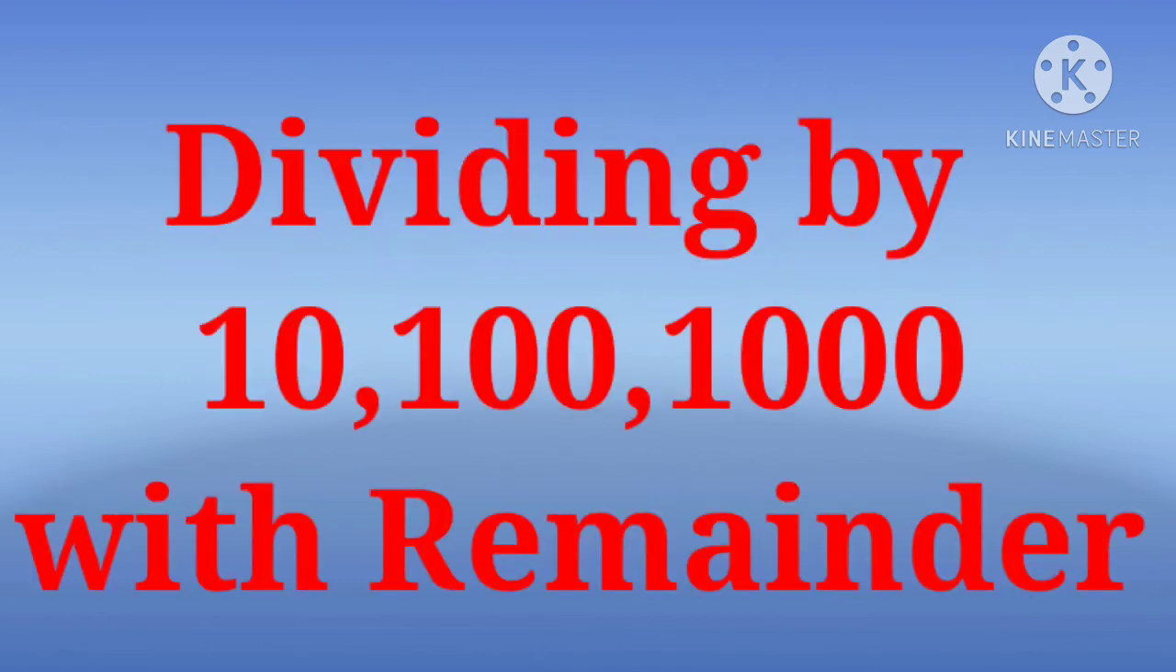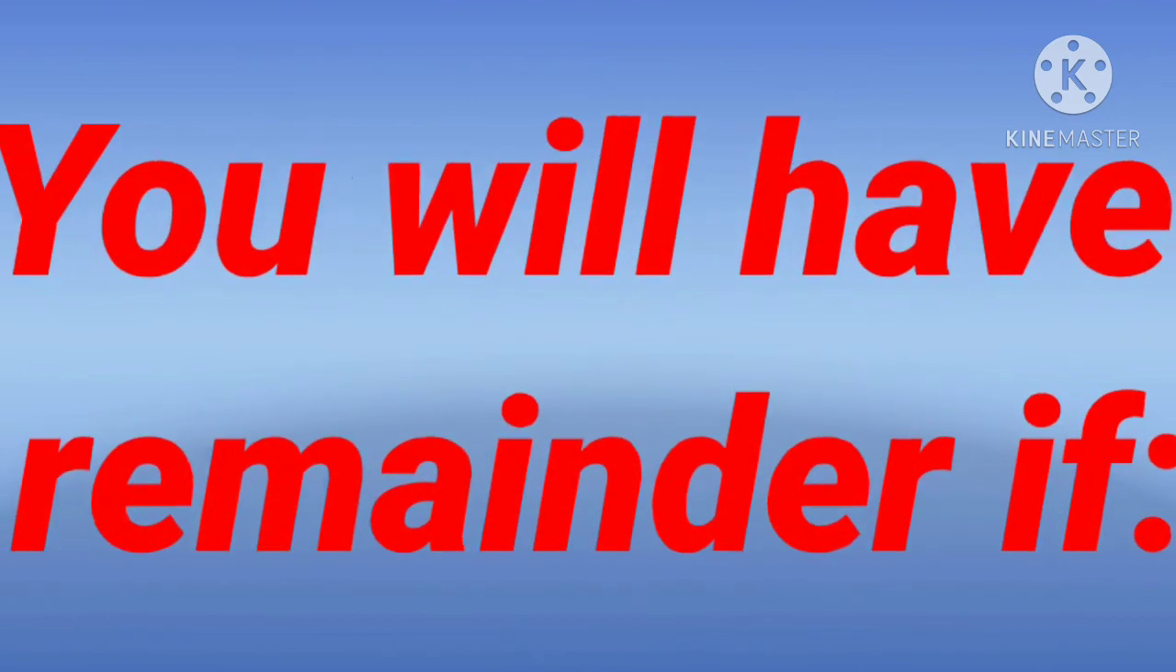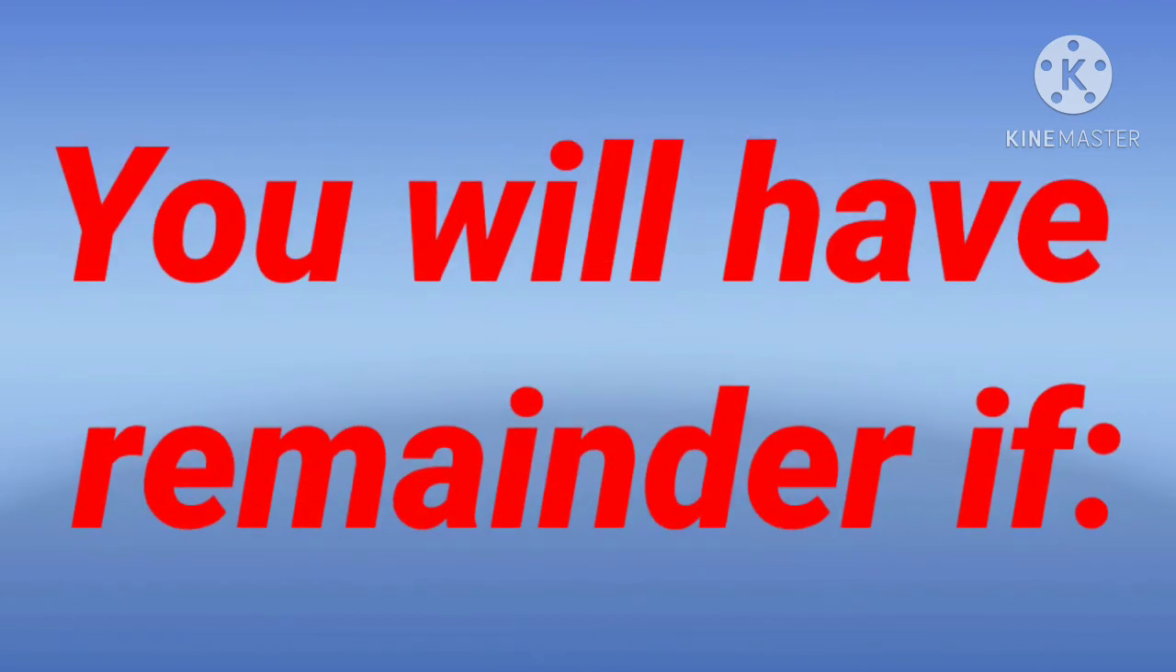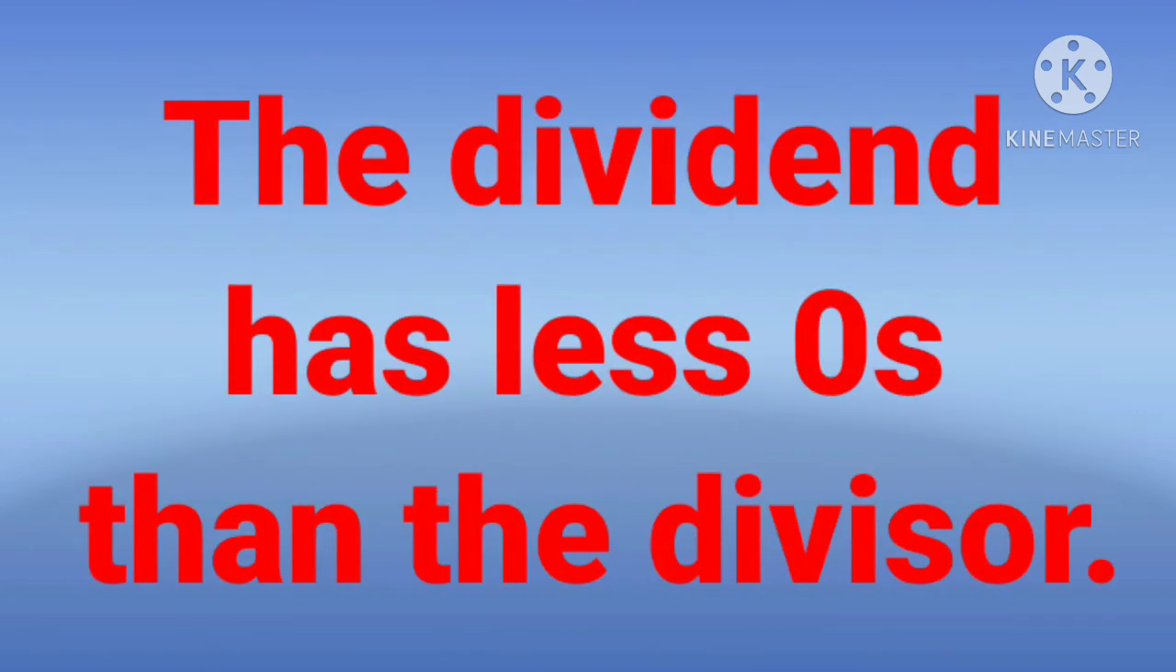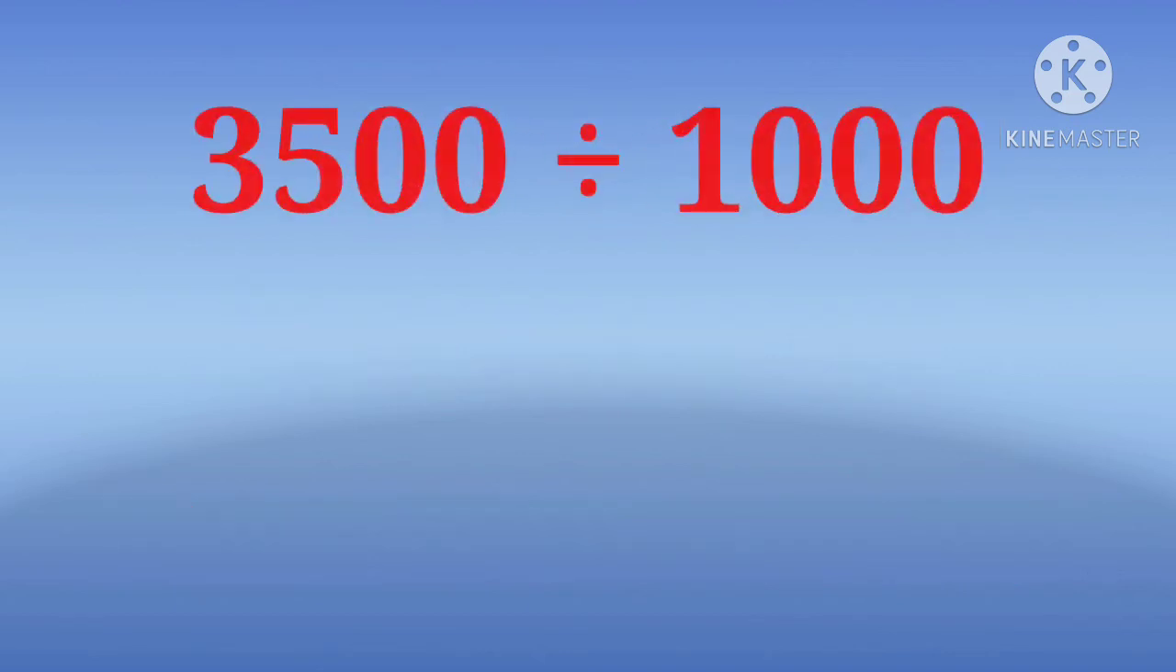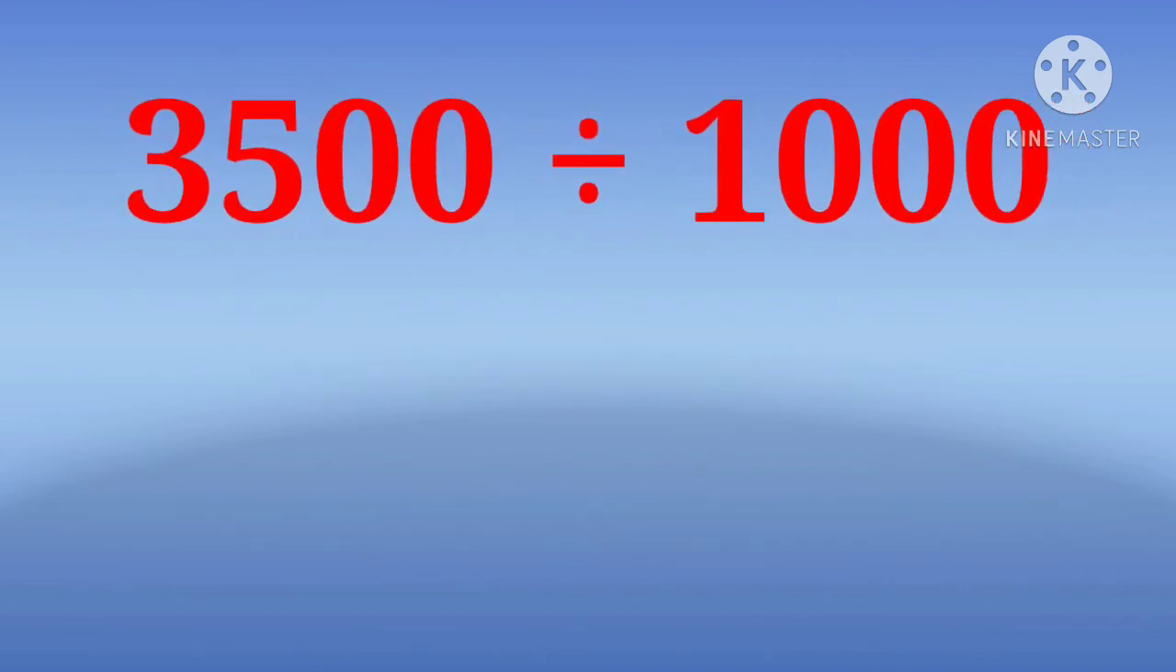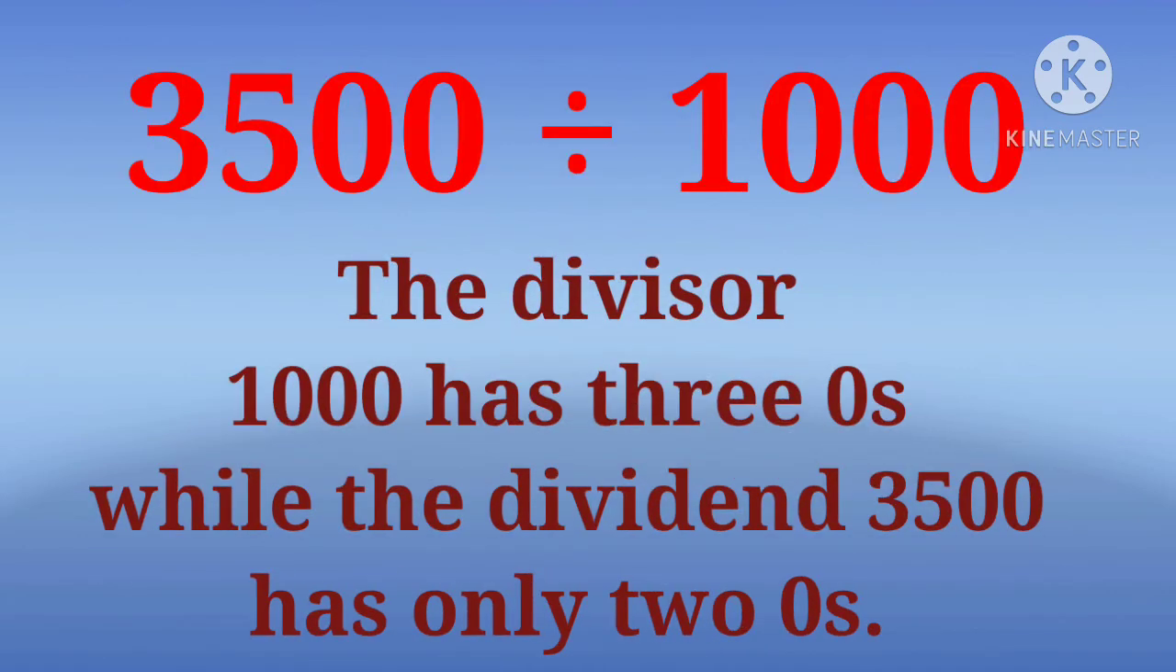Now let's talk about dividing by 10, 100, and 1,000 with remainder. You will have remainder if the dividend has less zeros than the divisor. For example, 3,500 divided by 1,000. The divisor 1,000 has 3 zeros, while the dividend 3,500 has only 2 zeros.